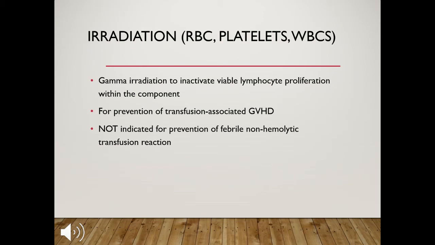Another way to reduce leukocytes is irradiation. Gamma irradiation to inactivate viable lymphocyte proliferation within the component can be achieved, and this is for the prevention of TA-GVHD or transfusion-associated graft versus host disease. It's not indicated for the prevention of febrile non-hemolytic transfusion reaction. So, when you're transfusing irradiated blood, you are destroying the viable T lymphocytes that can cause TA-GVHD.